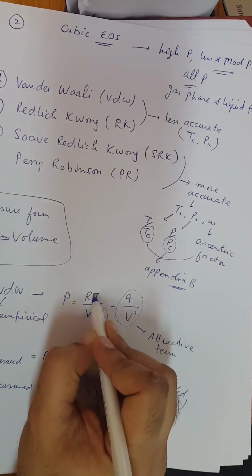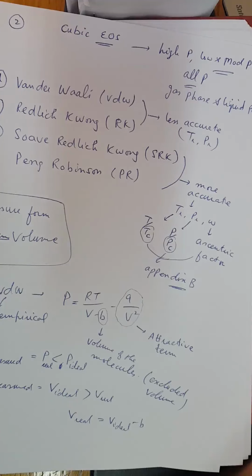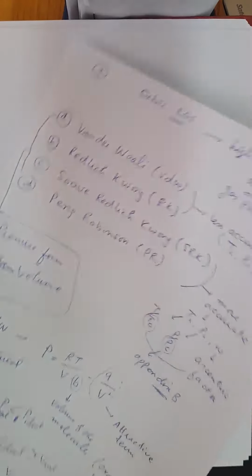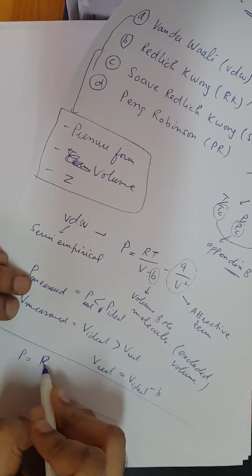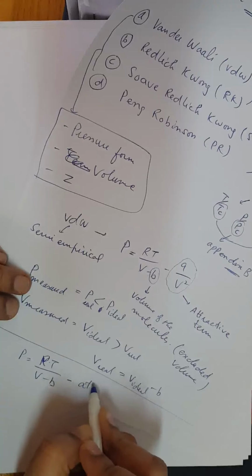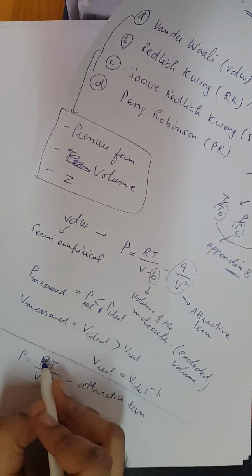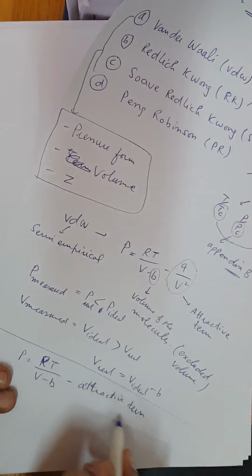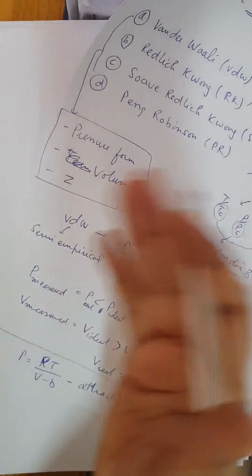Again, R is the universal gas constant, along with temperature and pressure. Based on that, we can write all equations in terms of pressure. There is one general form: P equals RT over V minus b, minus the attractive term. The rest of the equations just change the attractive term, keeping the other terms constant, and that is how they develop different equations.